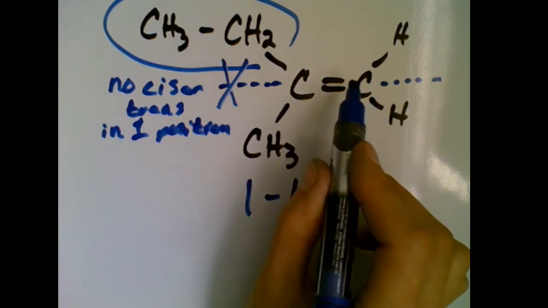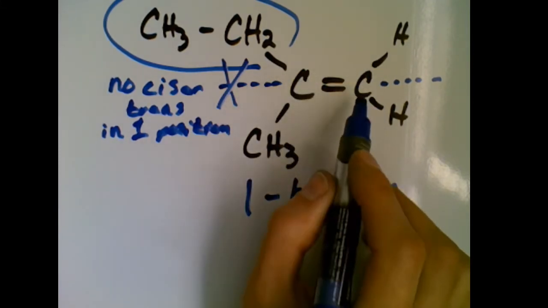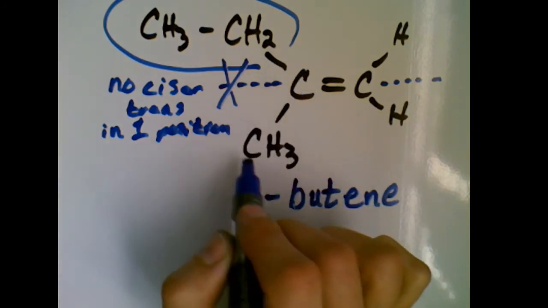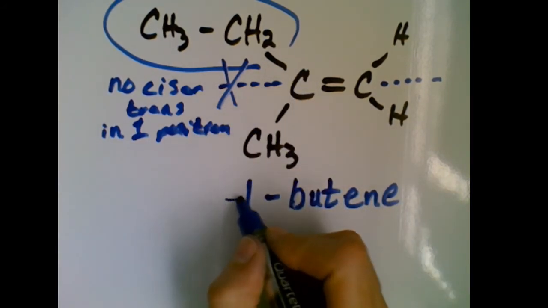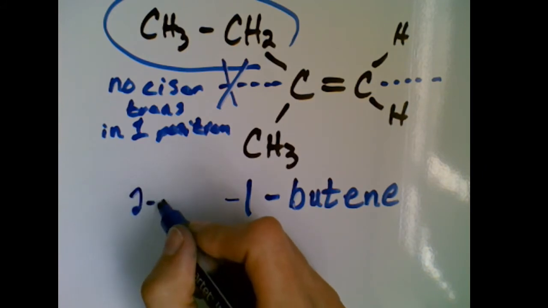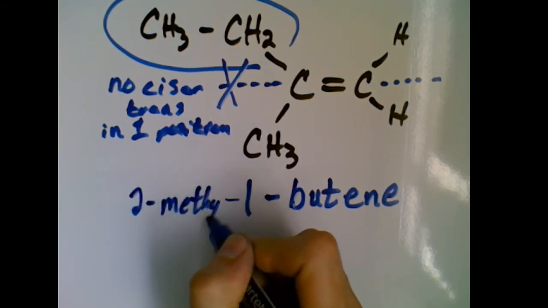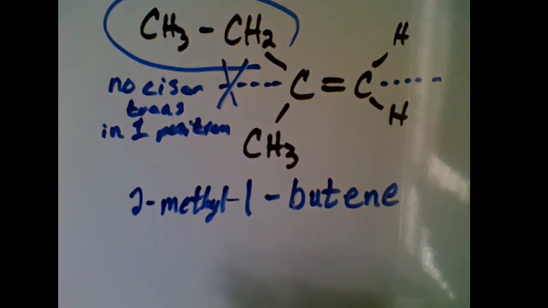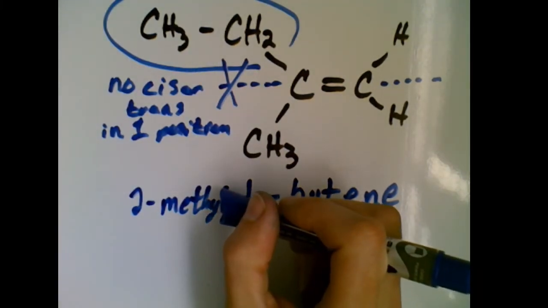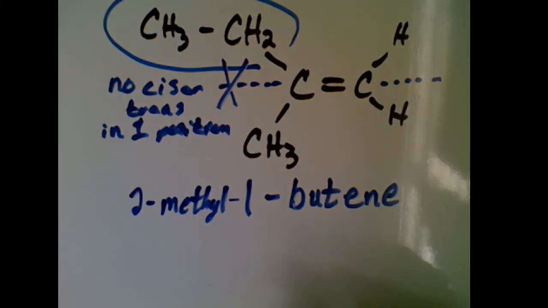And this branch is in the 2 position, right? Carbon 1, carbon 2, and it's a 1 carbon branch as a methyl. So we have 2-methyl-1-butene. So there is my name for this molecule.